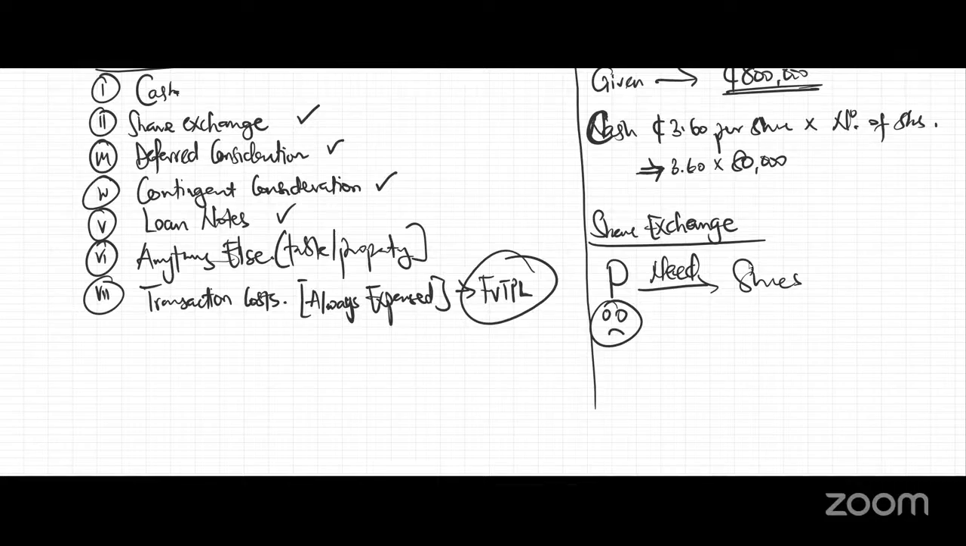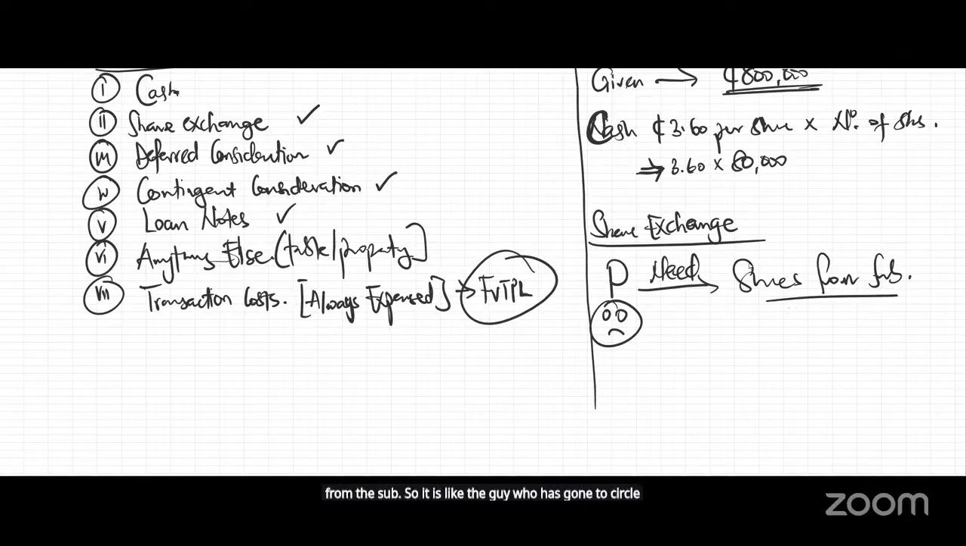The parent needs shares from what? The subsidiary. So it is like the guy who has gone to Circle and needs an iPhone 17. The guy with the iPhone 17, the one who is swapping the phone, wants to know how much you will give in return for the iPhone 17.